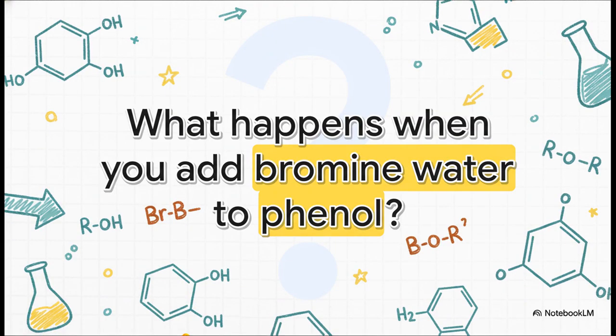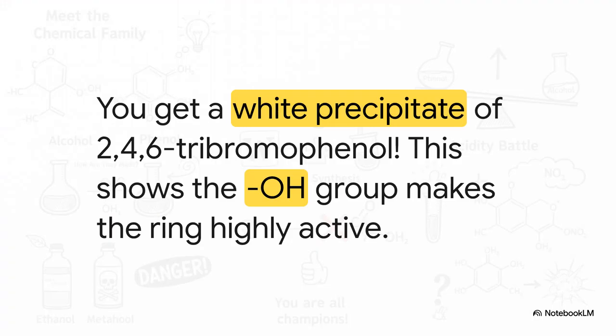Okay, another very famous reaction. This is one you will definitely do in your school lab. It's a test for phenol. The question is, what happens when you take some phenol in a test tube and add bromine water to it? The result is instant magic. The second you add the bromine water, you will see a thick white solid, a precipitate, form right away.